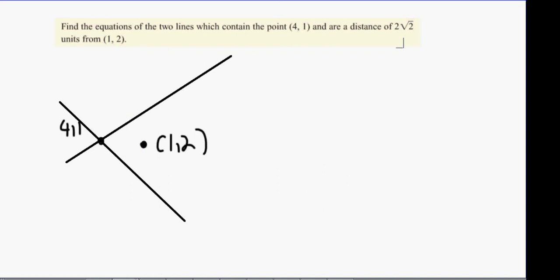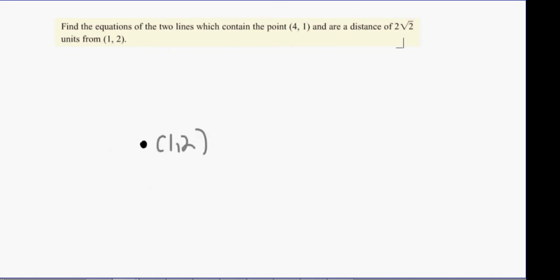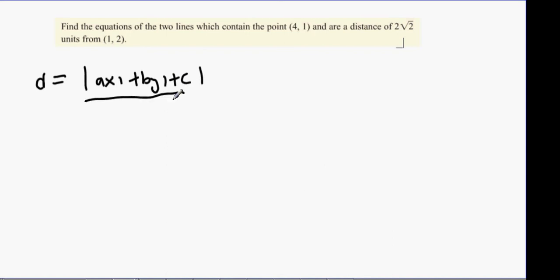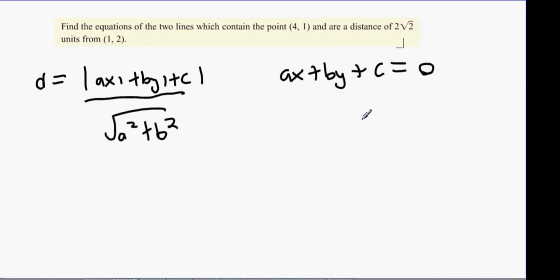So the first thing you need to write down is the distance formula. D equals ax1 plus by1 plus c all over the square root of a squared plus b squared. What does a, b and c stand for? A, b and c stands for a line equation like this. Now the problem is, I don't even know where to begin. The only thing I can fill out is the 2 root 2. That's the only thing I've got. And then I'm stuck there.